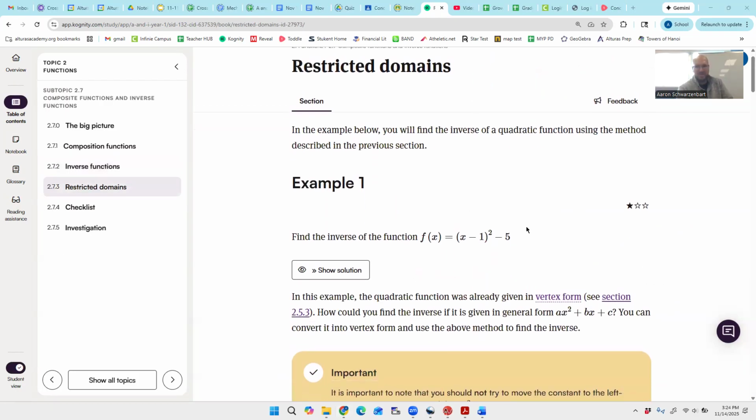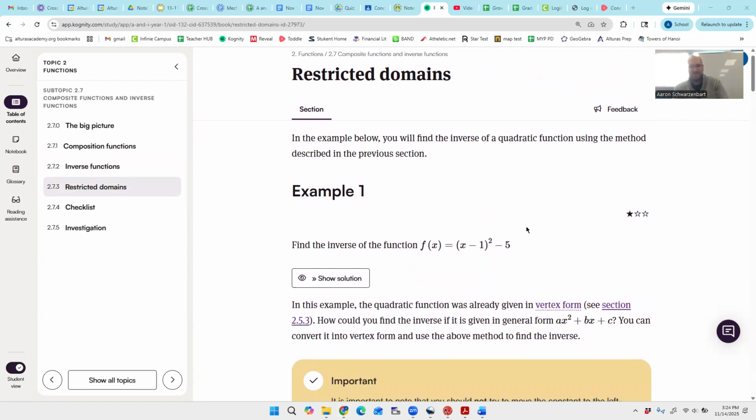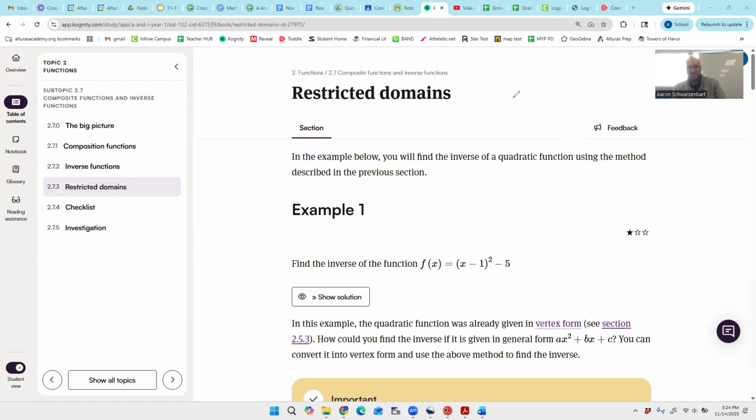So, find the inverse of the function. This is a parabola with a vertex at 1, 5. That means if I'm just trying to find the inverse, I do not need to restrict the domain, but if the inverse needs to be a function, then I have to restrict the domain.